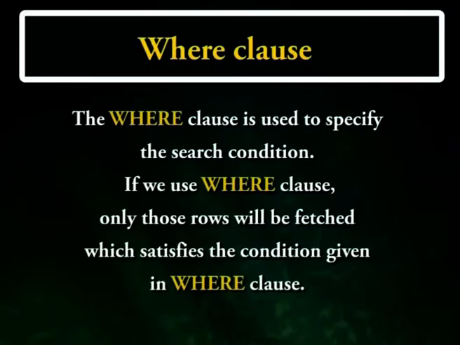The clauses where, group by, having and order by are all optional, and the use of these clauses depends upon what type of query we want to write and what we want to fetch. The where clause is used to specify the search condition. If we use the where clause, only those rows will be fetched which satisfy the condition given in the where clause.